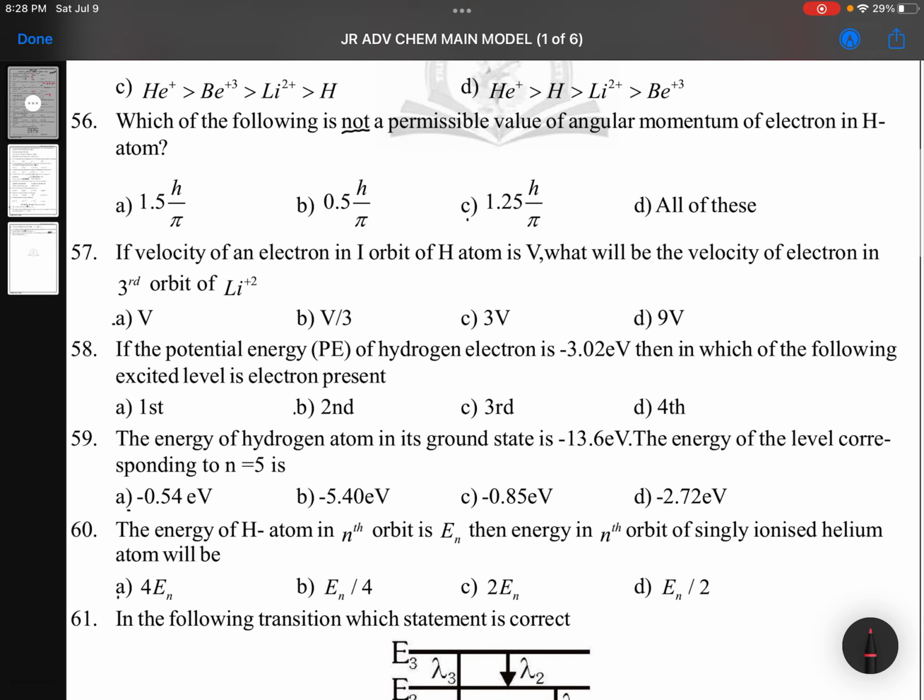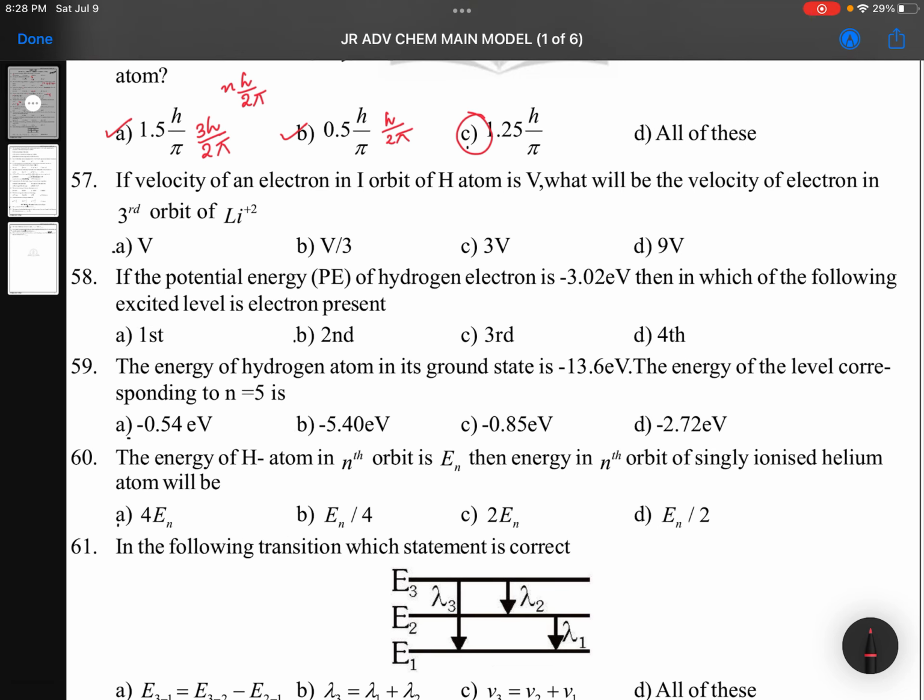Which of the following is not a permissible value of angular momentum of an electron in a hydrogen atom? nh by 2 pi. If 3h by 2 pi, it is this option. If it is h by 2 pi, this is this option. So it is not possible. So this is your key.